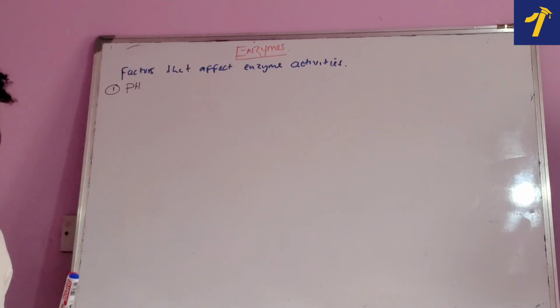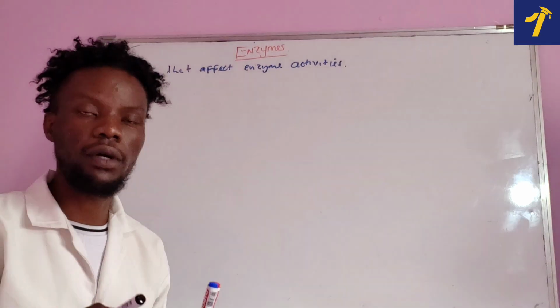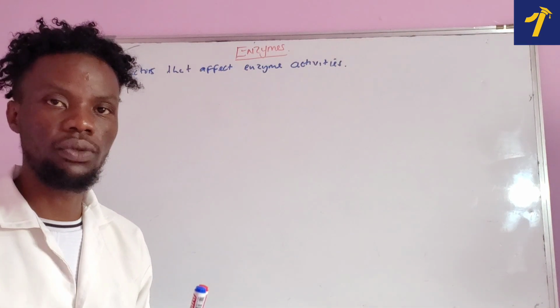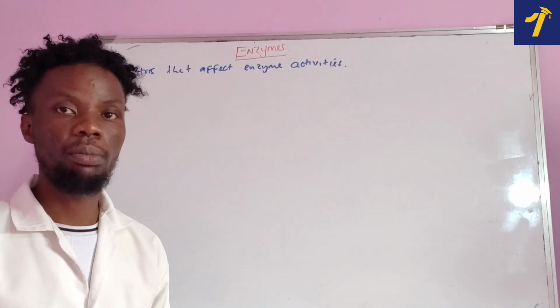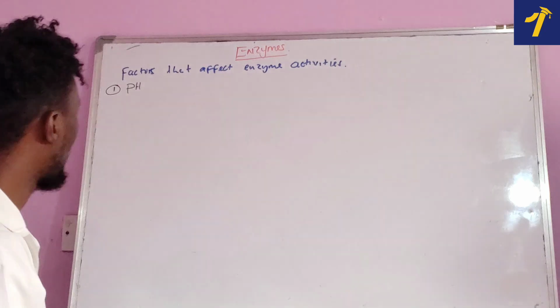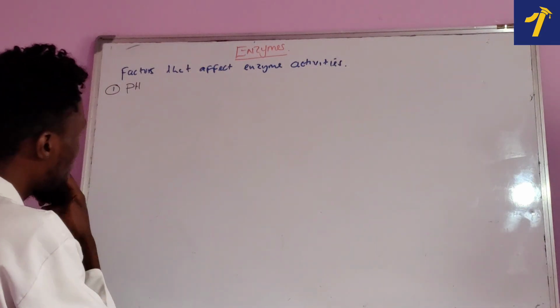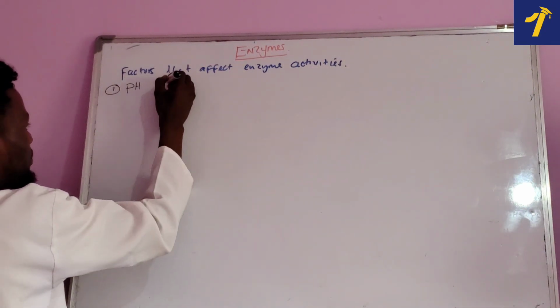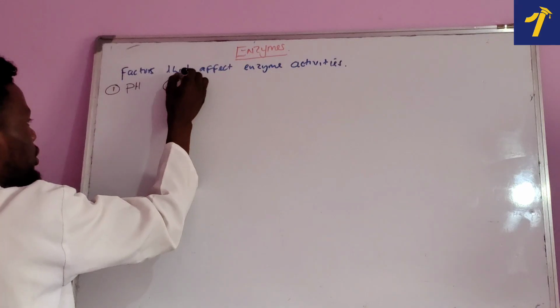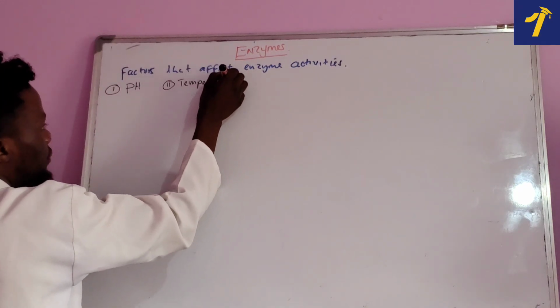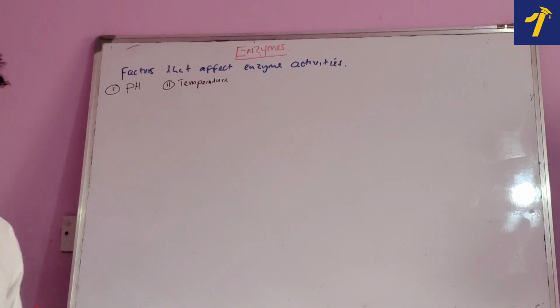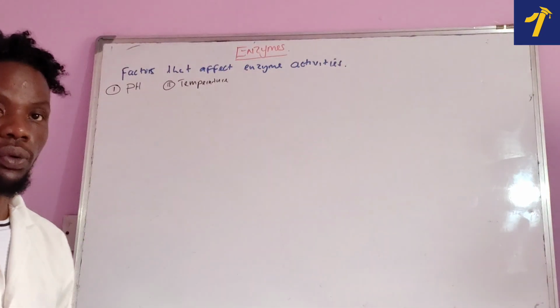Okay, pH stands for what? Potential of hydrogen or power of hydrogen. If you didn't know, make sure that you know: power of hydrogen or potential of hydrogen. Okay, and the second factor that you need to remember is temperature. Temperature is a very important component that will affect how enzymes are going to be working.